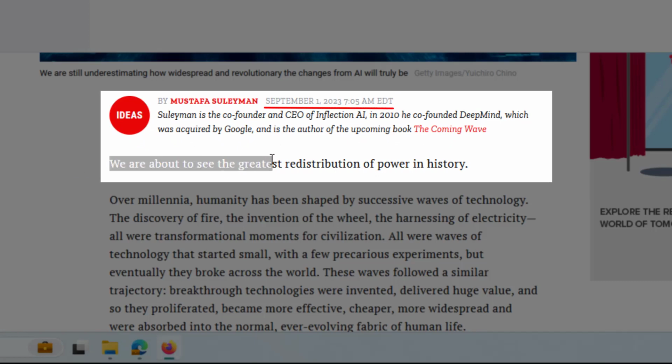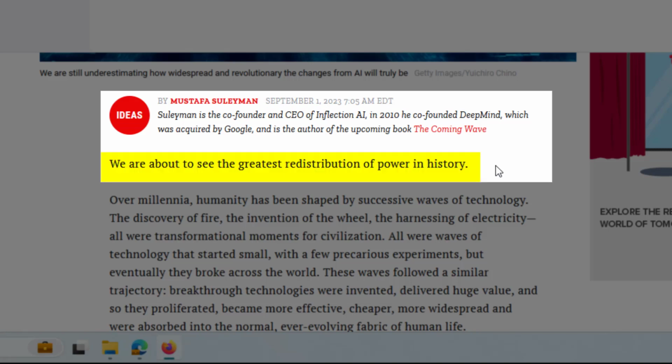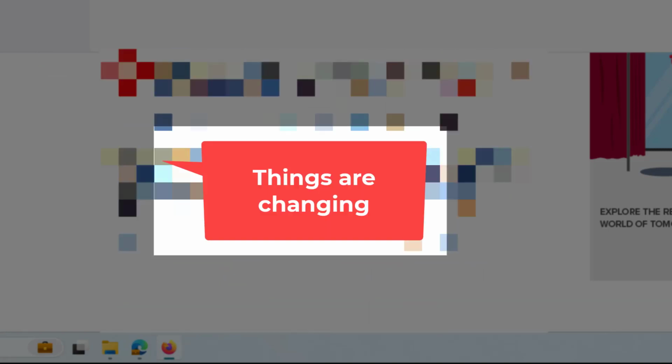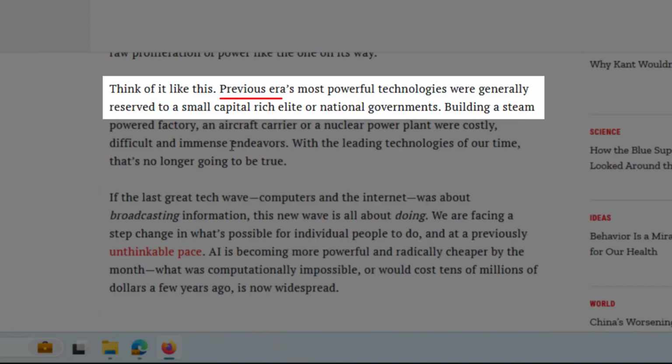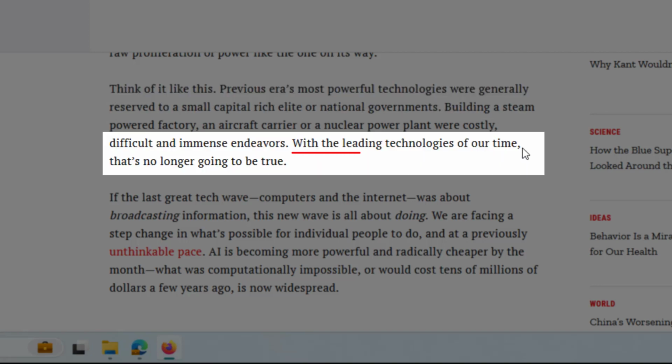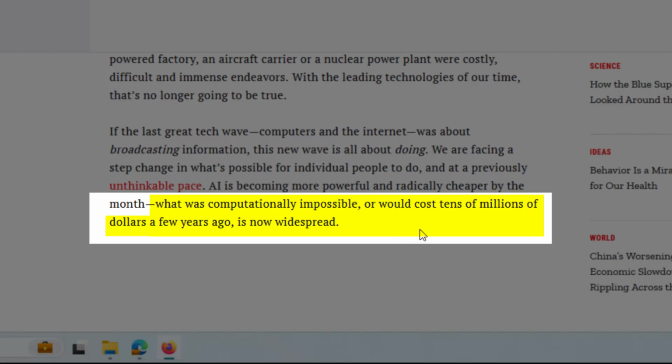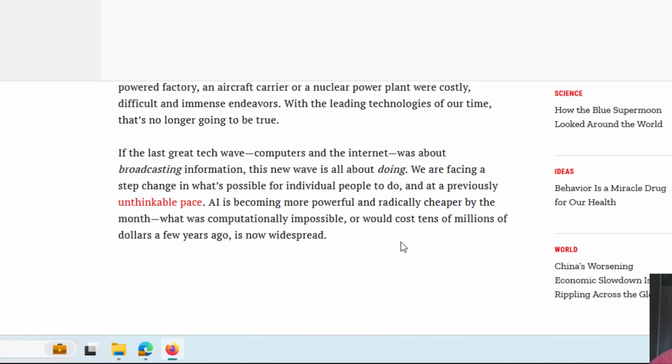It starts out to tell you how. We are about to see the greatest redistribution of power in history. And the reason that we're about to see that, or we've started to see that, is that previous eras' most powerful technologies were generally reserved to a small, capital-rich elite or national governments. With the leading technologies of our time, that's no longer going to be true. What was computationally impossible or would cost tens of millions of dollars a few years ago is now widespread.